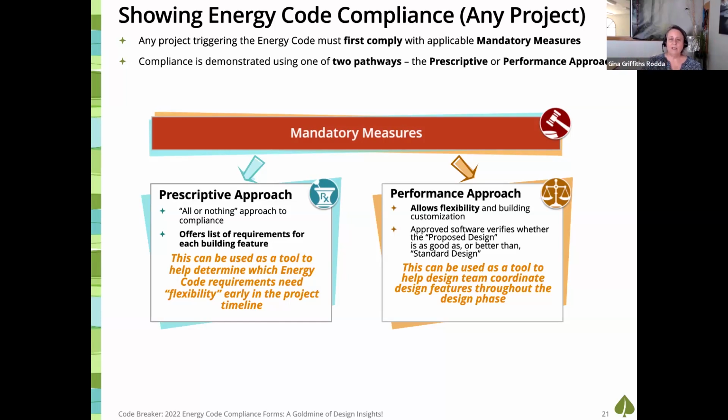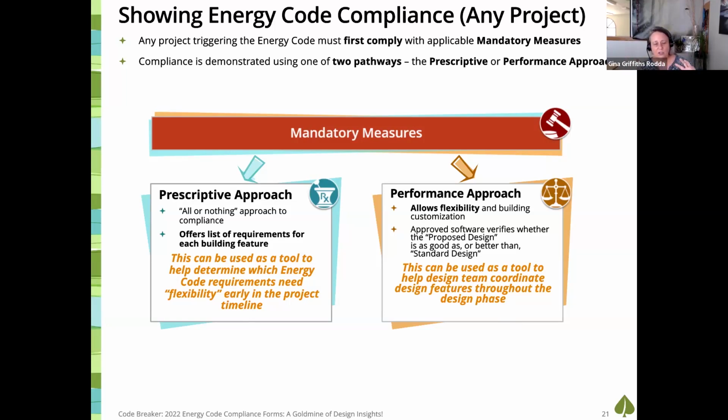And it doesn't look at the entire building energy use. It's looking at each individual feature against specific line items of the code. And if you cannot meet every single specific line item, you do not pass the prescriptive approach. And that's why most people use the performance approach. The performance approach only looks at, again, the building features within the conditioned envelope. If it's outside the conditioned envelope, it does not get included in the performance approach.